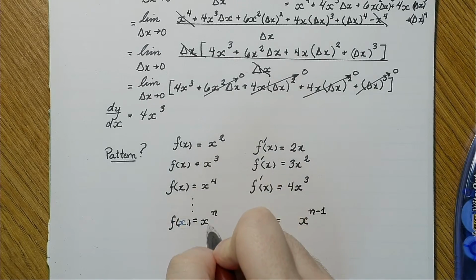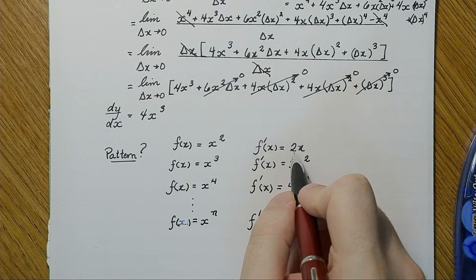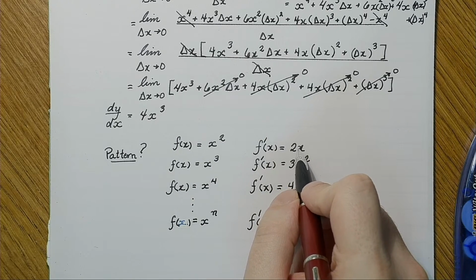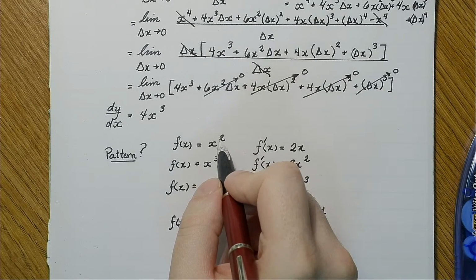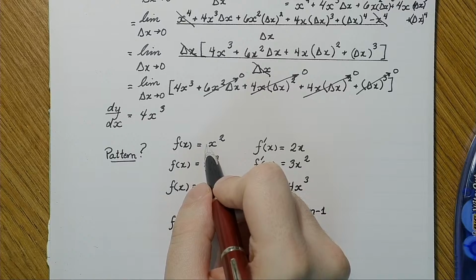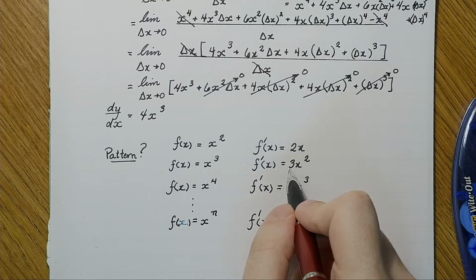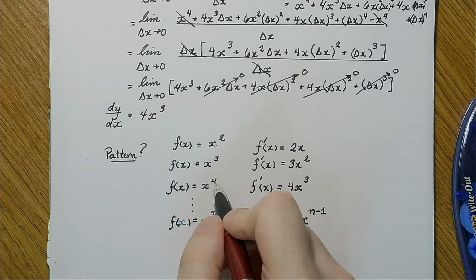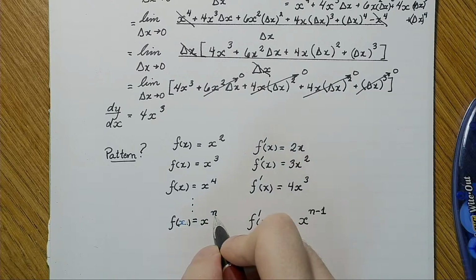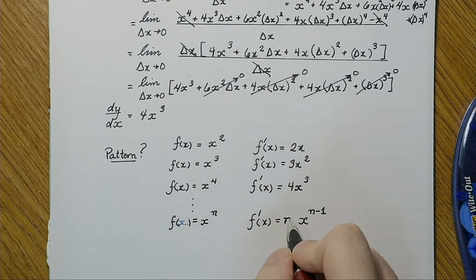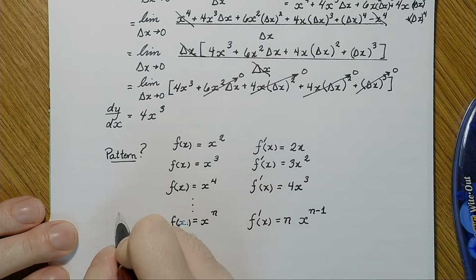And we notice in each of these, for x squared, the 2 is in front. So it moved from an exponent to in front as a coefficient. Same thing here. We have 3. It came down in front, and now it's a coefficient. Same thing here. The 4 came down, and now it's a coefficient. So what does that mean? It means that this n comes down in front and becomes a coefficient. Now this is our guess.